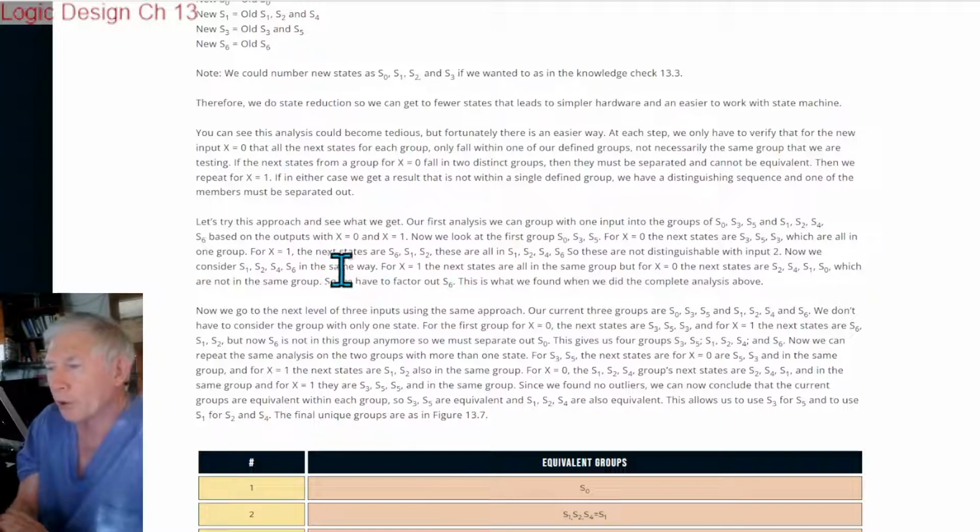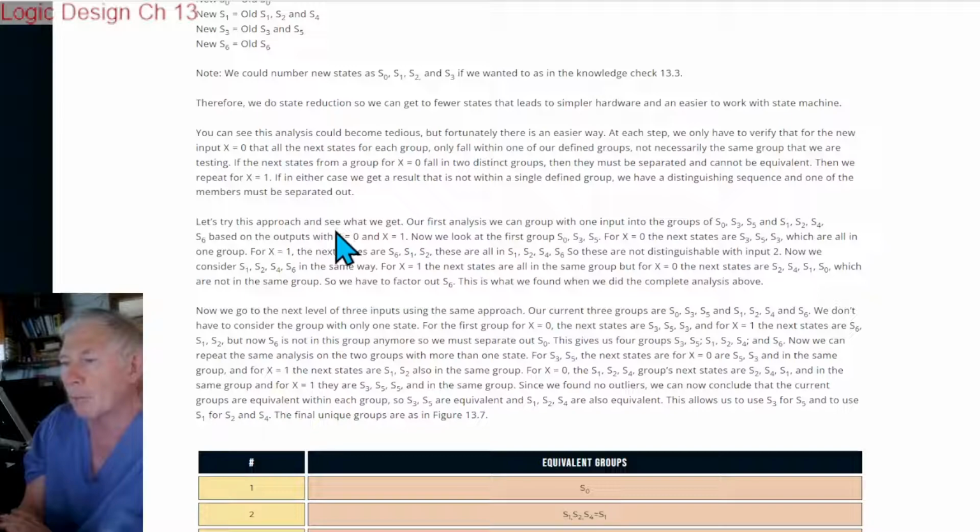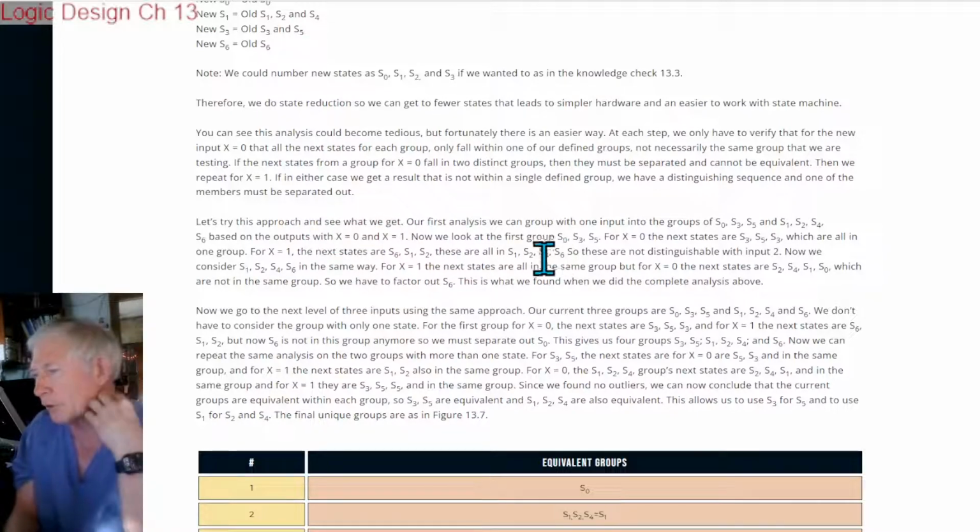So let's try this approach and see what we get. Okay, so our first analysis, we can group with one input into the groups of 0, 3, and 5, and 1, 2, 4, and 6, based on their outputs of x equals 0 and x equals 1. Now we look at the first group, 0, 3, 5.